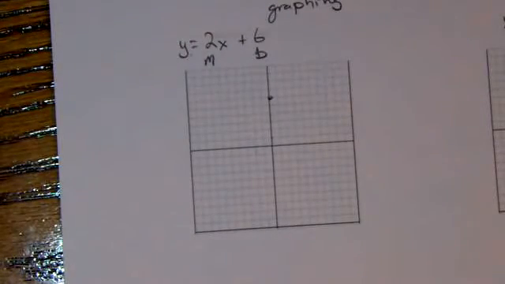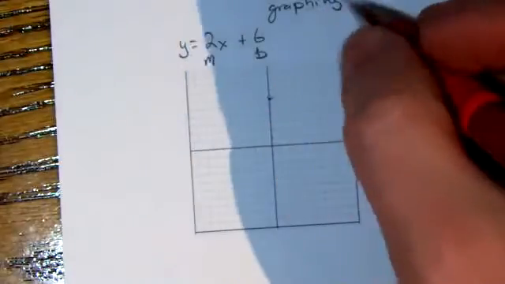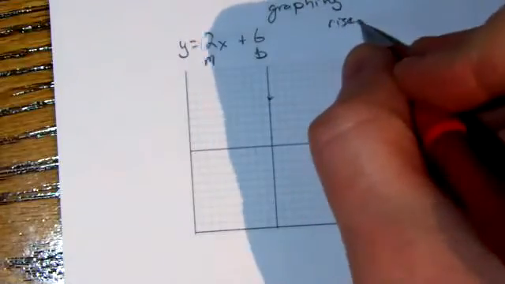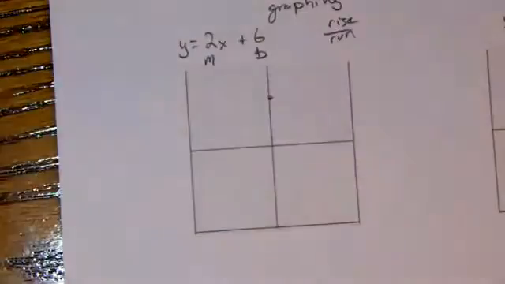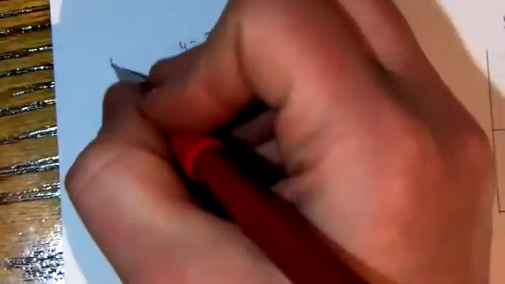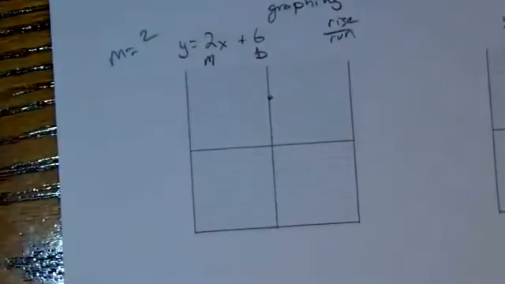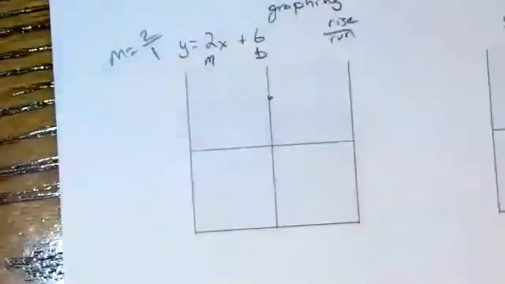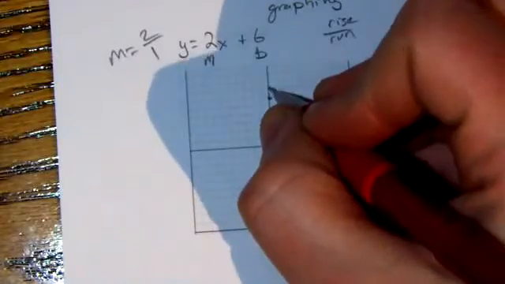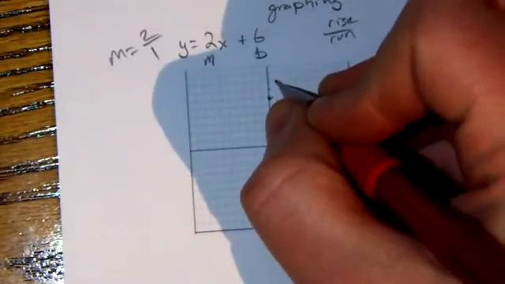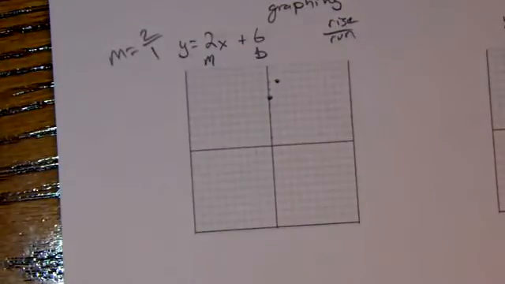My slope is 2. Well, if we remember, slope is always a rise over a run. So if our slope is 2, well, what's our run? It would just be 1, because all whole numbers are over 1. So we're going to rise 2, 1, 2, and we're going to run 1. They're both positive, so we're going to go in the positive direction.